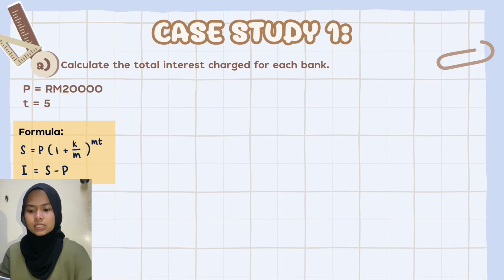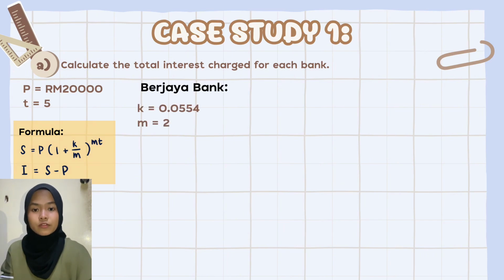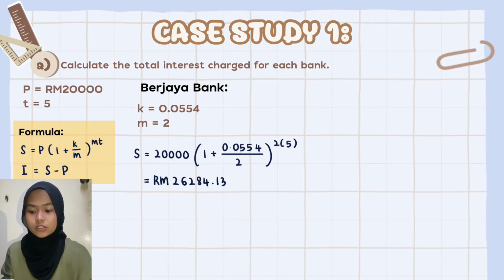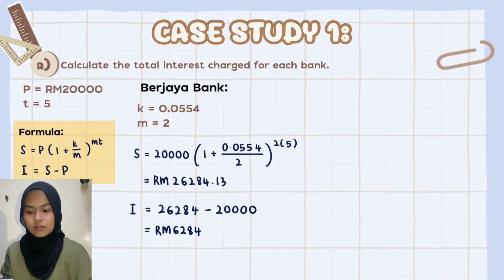We will calculate the total interest charge for Berjaya Bank first. So the information given is K equal to 0.0554 and the M equal to 2 because it's compounded semi-annually, means 2 times in a year. We need to find the future value first before finding the interest. So we insert the information into the formula and get the future value equals to 26,284 ringgit 30 cents. Next, we insert the answer into the I equal to S minus P formula to find the interest. We get the final answer. The total interest charge for the Berjaya Bank is 6,284 ringgit.